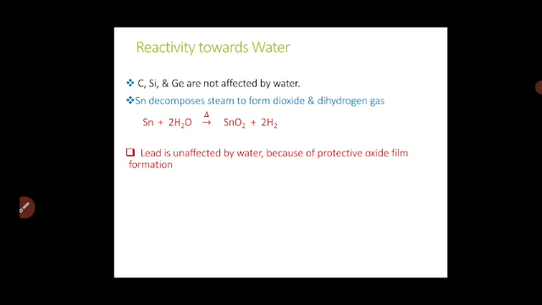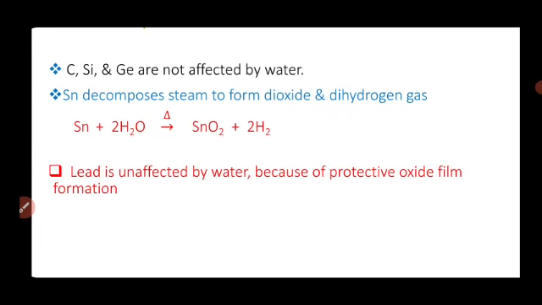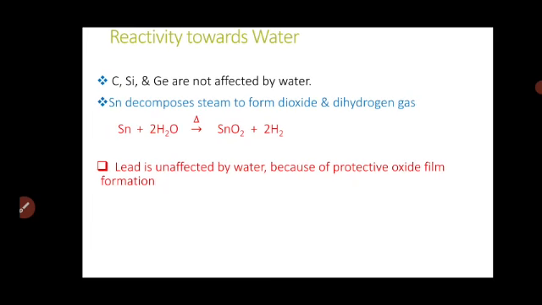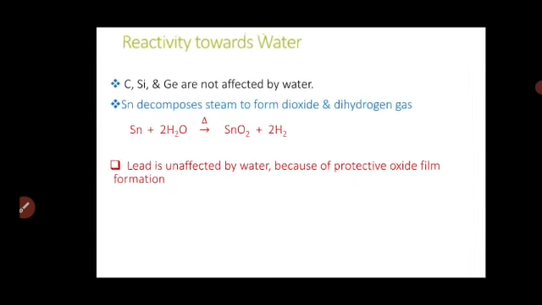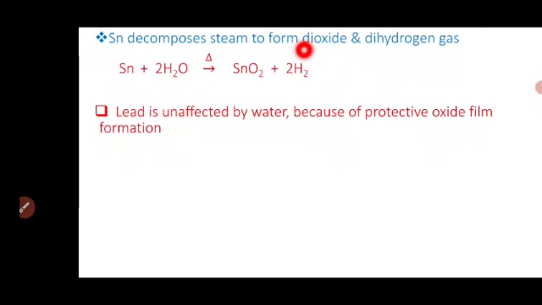Then reactivity towards water. Carbon, silicon and germanium are not affected by water, whereas tin decomposes steam to form dioxide and dihydrogen gas. This reaction takes place with liberation of hydrogen gas. Now in this, Sn in the reactant state comes in the product as SnO2. So if you see here, Sn to SnO2 oxidation takes place.